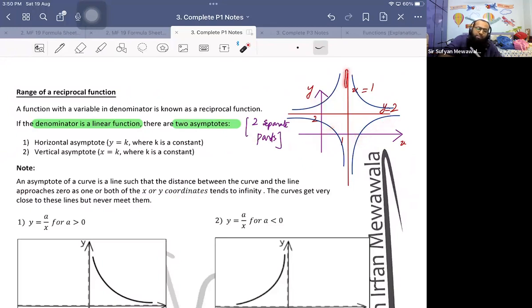One of the parts will be towards the right of the vertical line and one will be towards the left. Two separate parts: right hand side of the vertical asymptote and left hand side of the vertical asymptote. VA means vertical asymptote, a shortcut I have made. So always remember, the curve of a reciprocal function will be made in two separate parts if the denominator is a linear function.